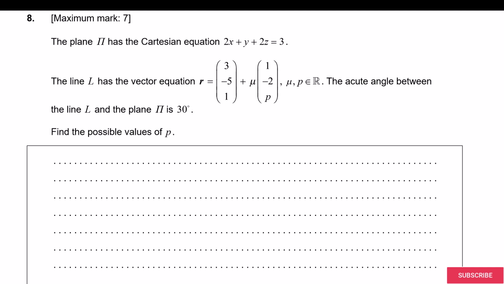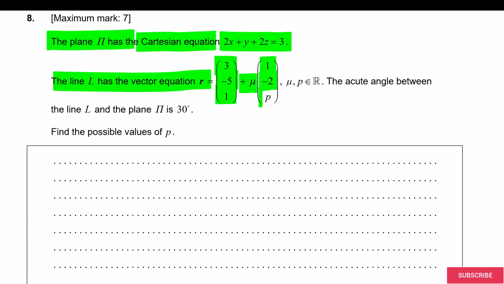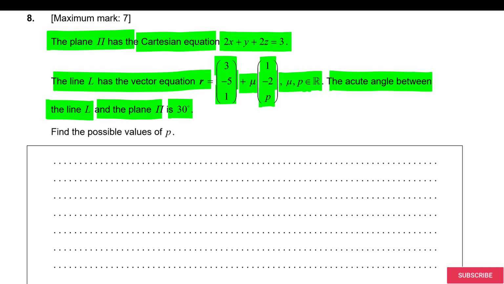And here is question number 8. The plane pi has the Cartesian equation 2x plus y plus 2z equals 3. The line L has the vector equation r equals (3, -5, 1), which is of course the position vector of a point on the line, plus mu times (1, -2, p), that is the direction vector of the line, where mu and p belong to the real numbers. The acute angle between the line L and the plane pi is 30 degrees. The question is to find the possible values of p.